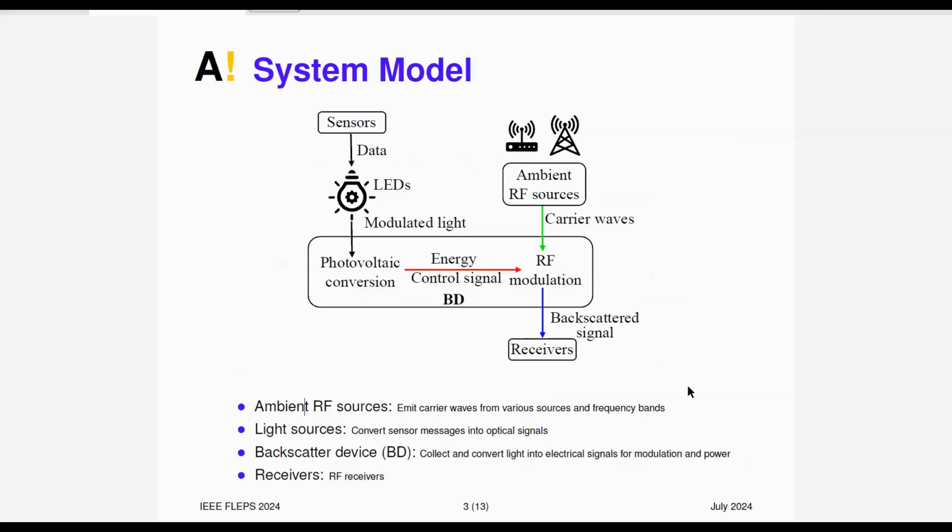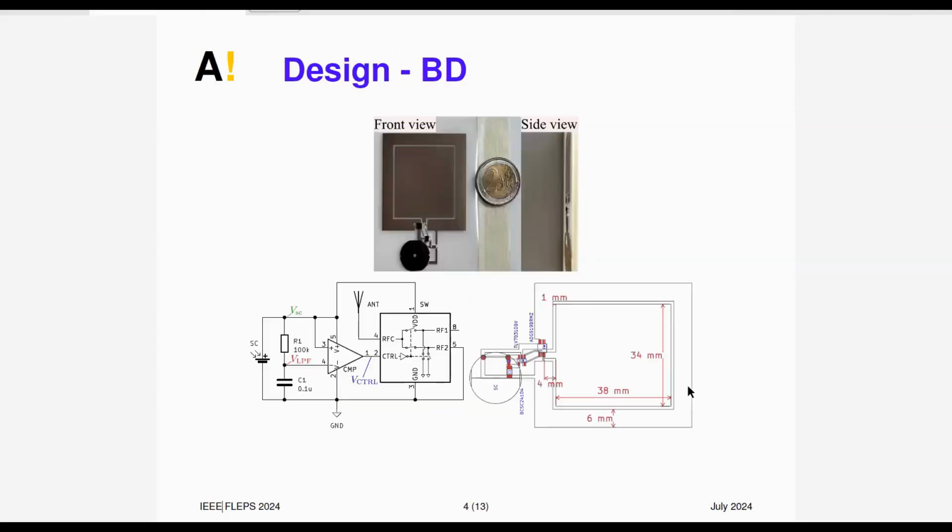So here's the system model, where the sensor data are embedded into the modulated lights and received by the backscatter device's solar cell. The photovoltaic conversion happens, transferring the light to energy and the control signal of the RF modulation. The RF modulation modulates the carrier wave from the ambient RF sources and then sends the backscatter signal to the RF receivers.